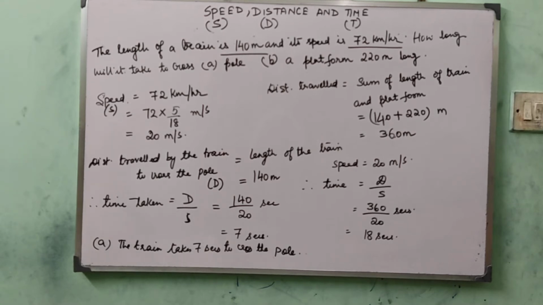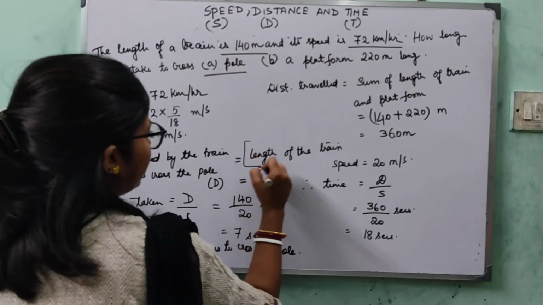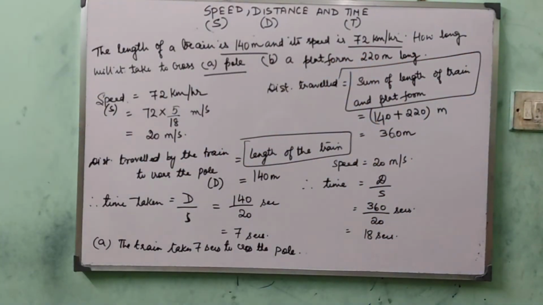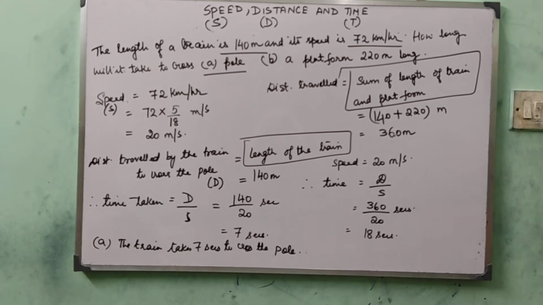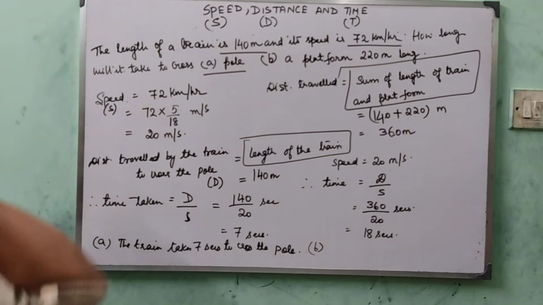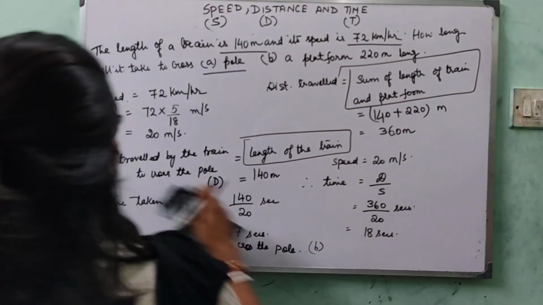So I hope the sum was quite clear to you. To cross the pole you take the distance travelled as the length of the train, and for the platform it is the sum of the length of the train and the platform, that is 140 plus 220, that is 360. So 360 is the total distance travelled by the train to cross the platform. So you can write that the train takes 18 seconds to cross the platform that is 220 meter long. So the first answer is 7 seconds and the second answer is 18 seconds. All right. Next.